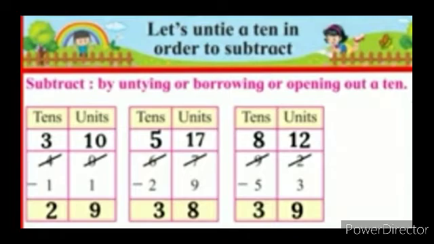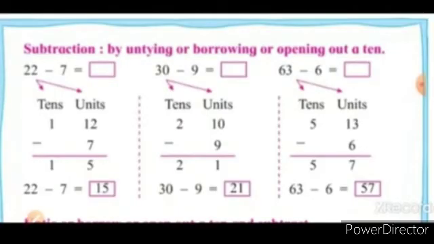Remaining examples you have to solve. Here also some examples of subtraction. Page number 54. 22 minus 7. So it is not possible to subtract 7 from 2. So we can borrow 1 here in the unit place. So it will become 12. 12 minus 7, here the answer will come 5.